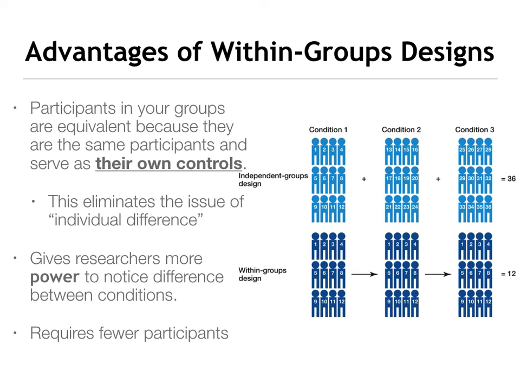If this is a control condition and you give 50 milligrams here and 100 milligrams here, and you do it over a course of several days, you could see maybe the effect of caffeine on an individual. Caffeine gets out of your system very quickly, so it's something you could do over multiple days. You could see the effect of caffeine in these three subsequent testings. This gives researchers more power to notice differences between conditions.